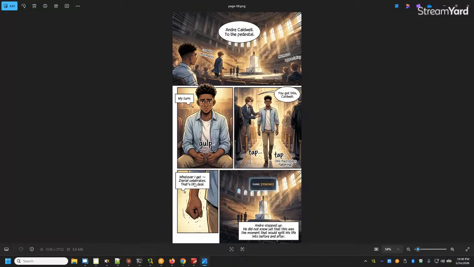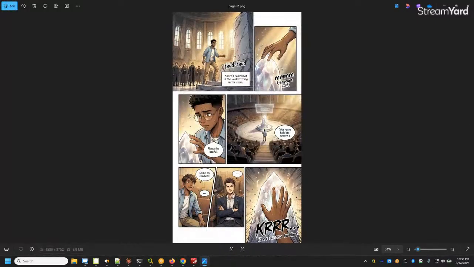Got this Caldwell, whatever I get. Daniel celebrates. That's the deal. Thinking to himself as he's nervous, a nervous wreck. Rank pending. And then as he touches the crystal, please be useful. The room held his breath.